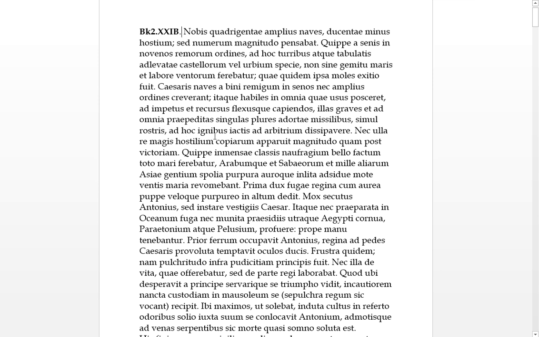Ad hoc, and to this, ignibus jactis, having thrown fire. This would be firebrands or maybe out of catapults. Jactis implies it was thrown. Ad arbitrium dissipaverant. So that's just the shortened version of they dissipated these ships ad arbitrium, at their will, at their own discretion.